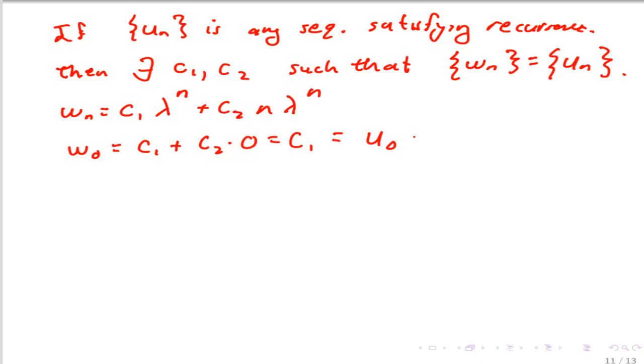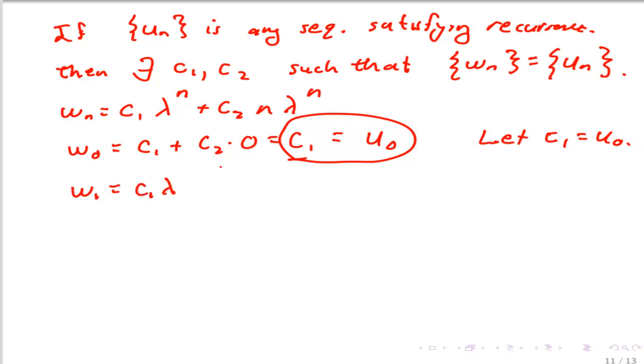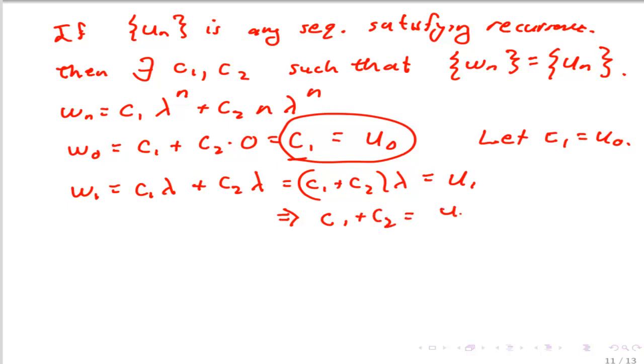Alright, so I can certainly solve that equation, we just let C1 equal U0. And then I need W1, which is C1 lambda plus C2 lambda, or in other words, C1 plus C2 lambda, to equal U1. And thus I can solve for C2, since lambda doesn't equal 0 here, and we get C2 is uniquely determined like this, which completes the proof.